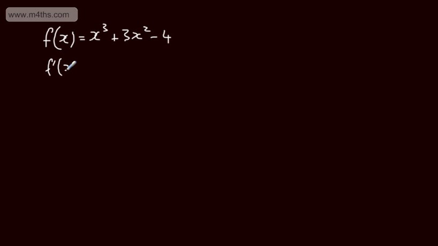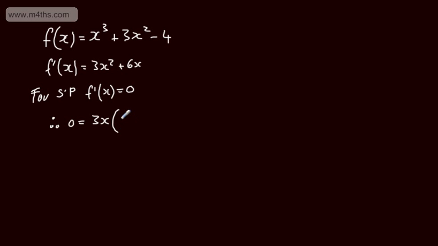So first thing we need to do is find the gradient function, 3x squared plus 6x. So for the stationary points, what we're going to have now is dy/dx, or f'(x) in this case, will be equal to 0. Therefore 0 will be equal to, and I'll factor this, 3x times x plus 2. So if we do that now, let's go ahead and look at those.